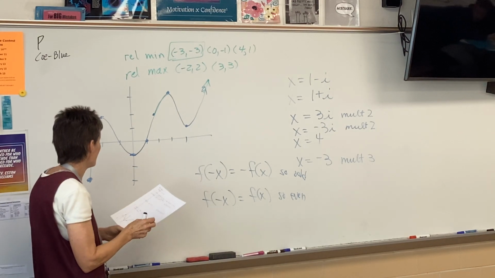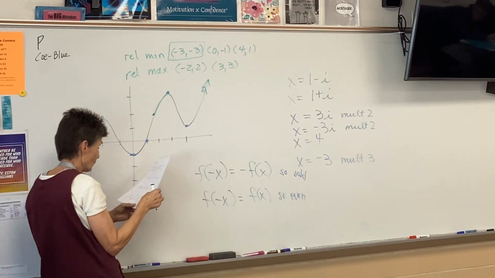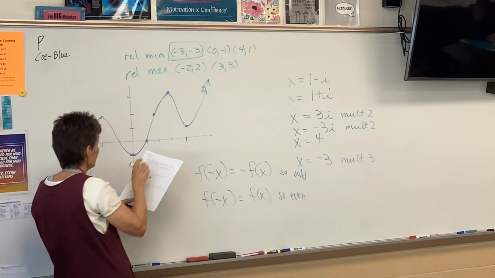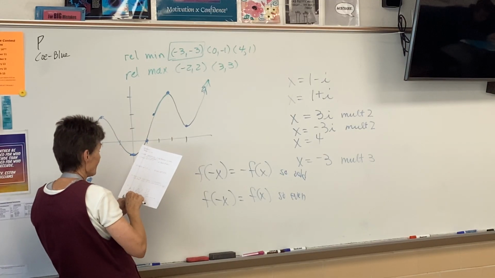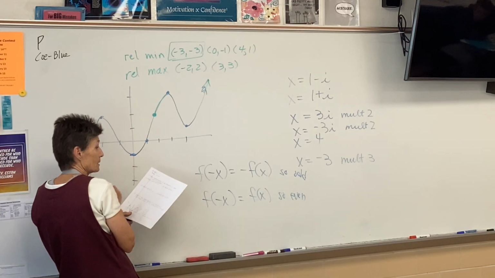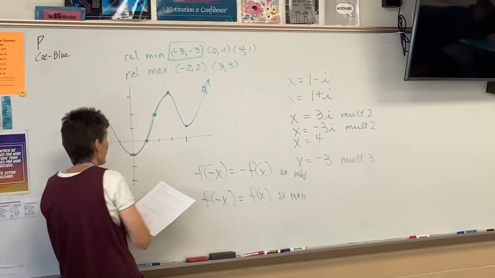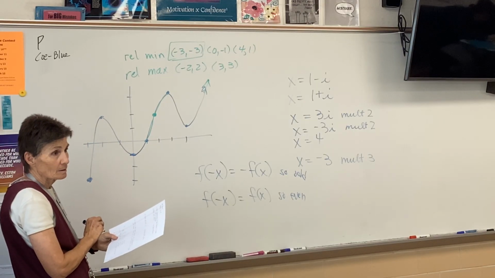How about from 1 to 2? From 1 to 2. Well, mine's not too good. I'm looking at the one on the paper, and that looks like it's concave up. It looks like this might be a point of inflection. So this looks like it's concave up. So that would be increasing.